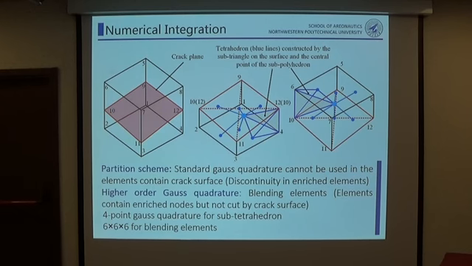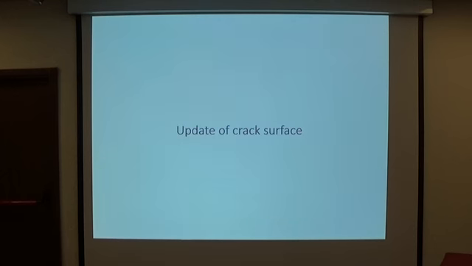If the element is cut by the crack surface, it will be divided into sub-elements, both above and below the crack surface, and the four-node Gauss procedure is adopted for each sub-element. And for the blending elements, a higher-order Gauss procedure is used. And we can talk about the update of the crack surface.